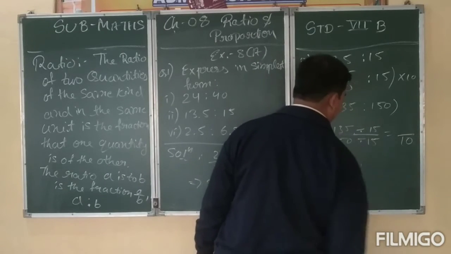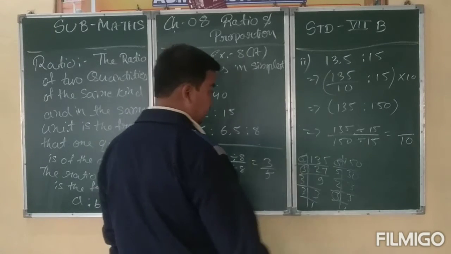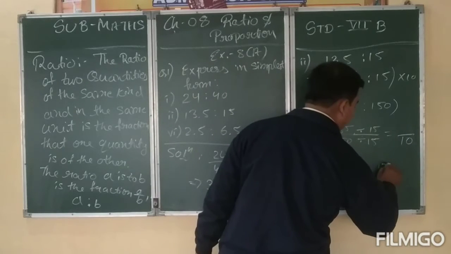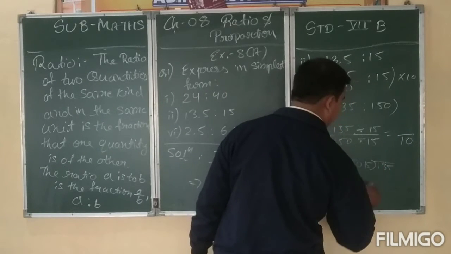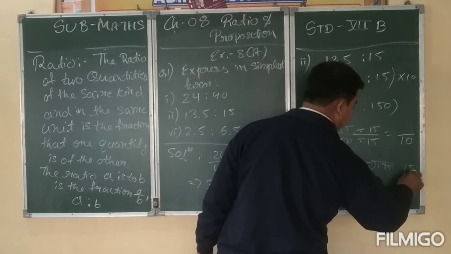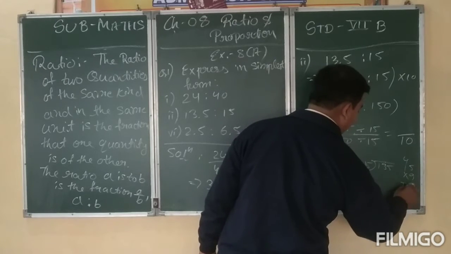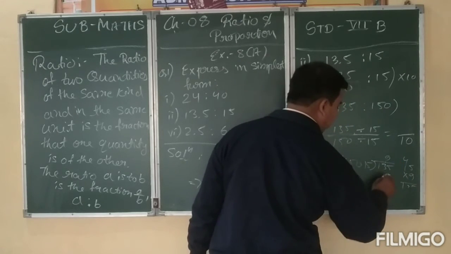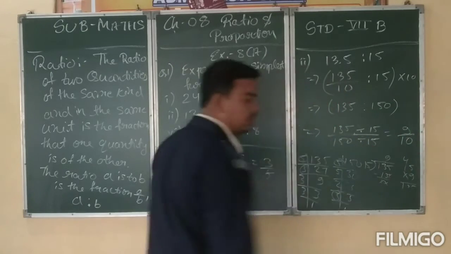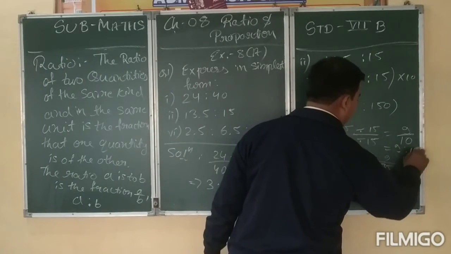150 divided by 15 is 10. The next number is 135, 135 divided by 15. 15 nines are 135. So the answer is 9. So 9 by 10 in a fraction, in a ratio, right? 9 ratio 10.